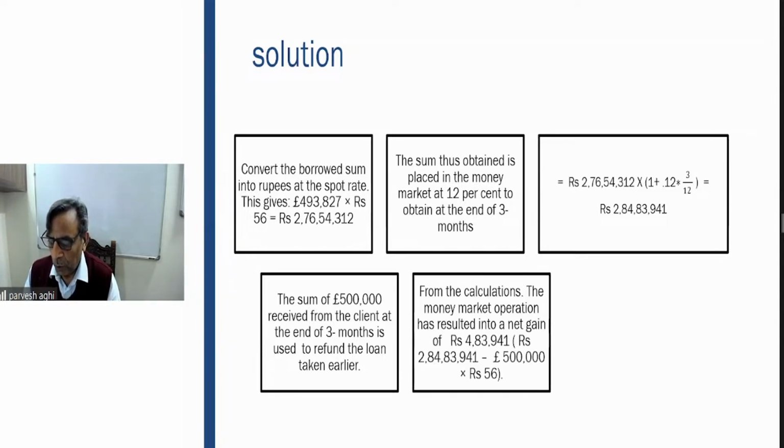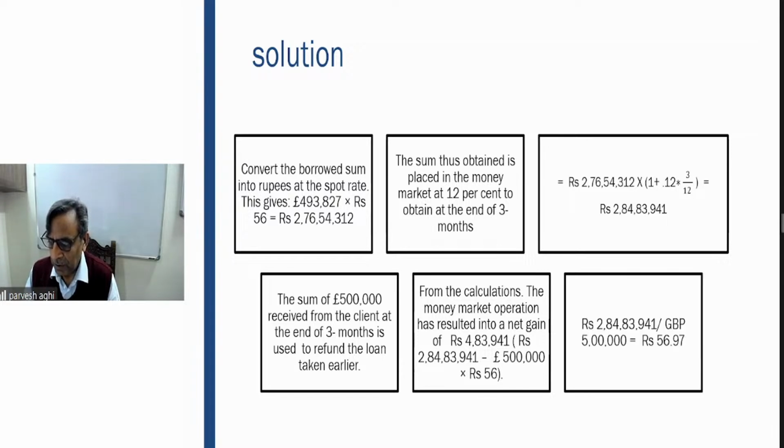So from the calculations, the money market operation has resulted in a net gain by 4,83,941. Because 2 crore 84 lakhs is the money which it has become after investment at 12%. And the 5 lakh pound at the spot rate was 56, isn't it? So if we multiply 5 lakh with 56 and subtract from 2 crore 84 lakhs, there is a gain of about 4 lakh. So the 2 crore 84 lakh 83,941 divided by 5 lakh pounds becomes 56.97.